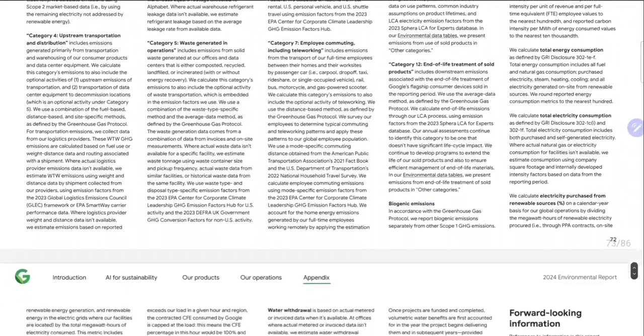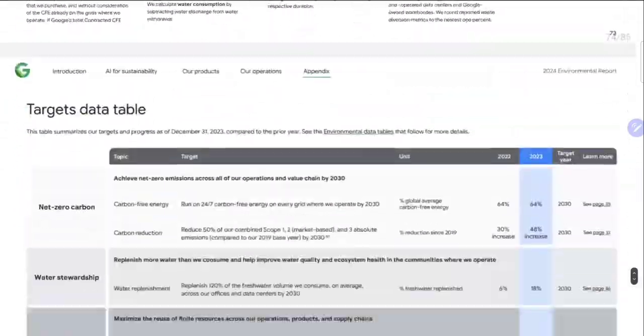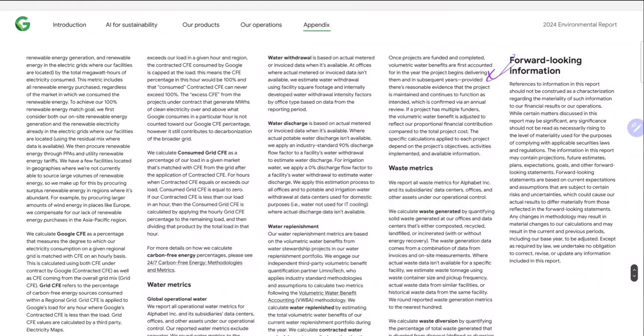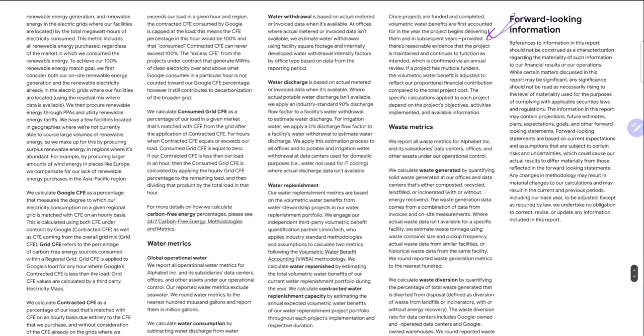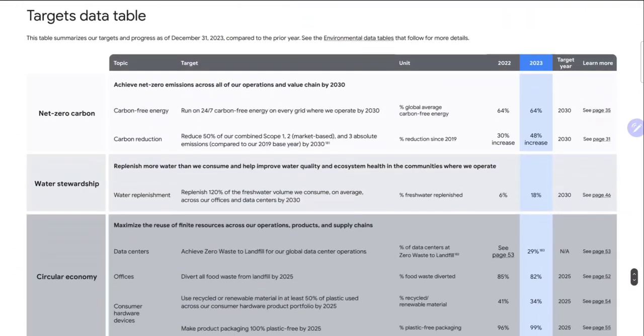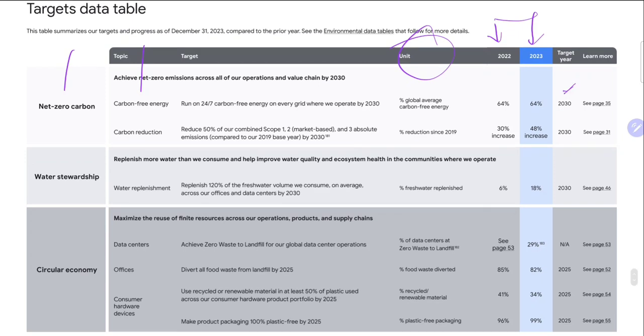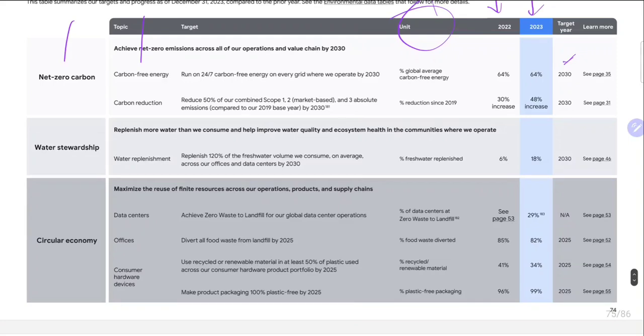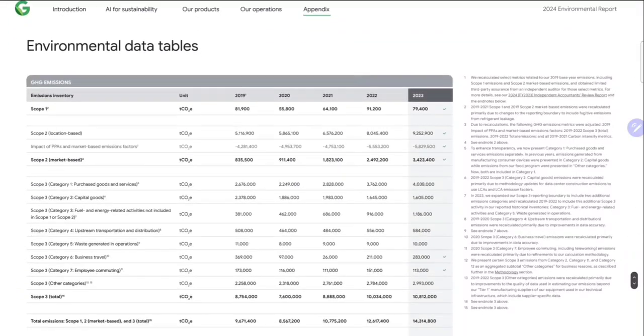Yeah, and then you see the forward-looking statement, so that information is provided, and then it comes to the target data table. The relevant pillars, what topics are covered, the materiality topic, what the targets were, the measuring units, and the comparative analysis between these two years, 2022 and 2023, and the target year is 2030 for the organization. So this information is also available here.